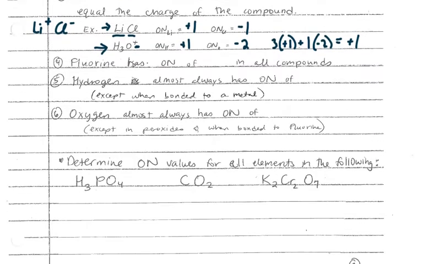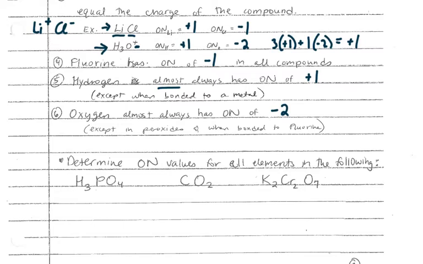All right, rules 4, 5, and 6 are specific to certain elements. So fluorine always has an oxidation number of -1, always, always. Hydrogen almost always has an oxidation number of +1, and oxygen almost always has an oxidation number of -2.